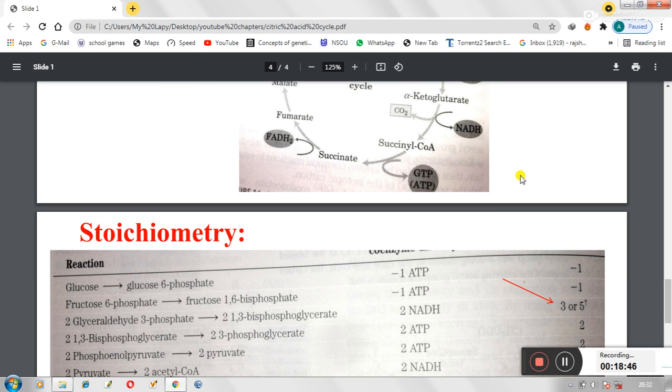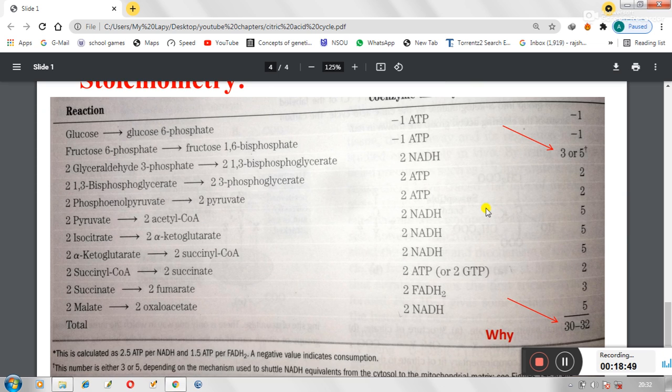However, now the stoichiometry. Stoichiometry is very important, because we know that a total of 30 or 32 molecules of ATP are produced for a single molecule of glucose. So when we eat, we don't think about how much ATP will be produced from a burger, or a bread, or a rice. One single glucose molecule will give you 30 ATP molecules.